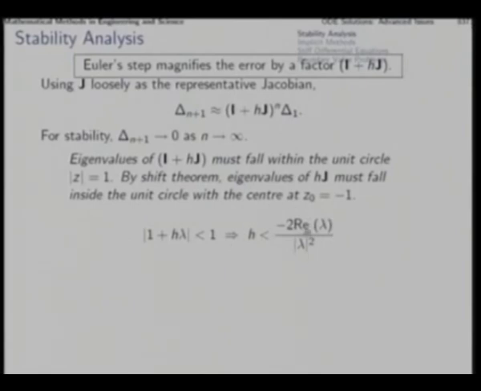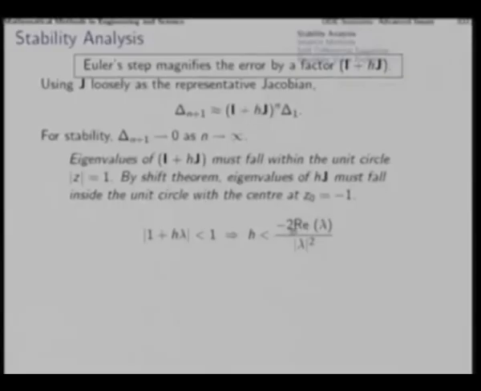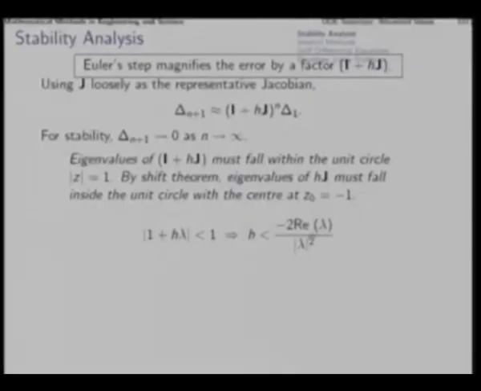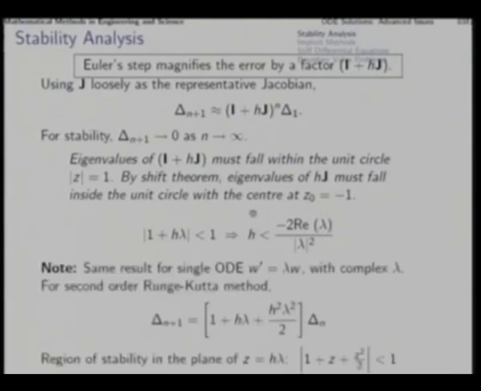Now, if the real part of lambda is negative, then this will be positive, and then it will make sense, that is h is anyway positive. Then the method will be stable, that is, the error will not go on growing, but it will keep on reducing over steps. That is, if lambda has negative real part and if h is less than this. This is what you will get from this figure also.